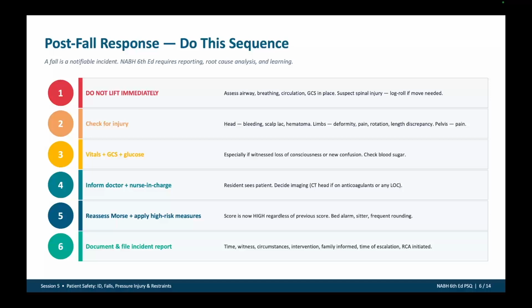Residents see the patient and decide on imaging, whether CT is needed or not, based on the patient's anticoagulation status and consciousness level. Reassess the Morse score and apply high risk measures. The score is now high regardless of the previous score. Bed alarm, sitter, and frequent rounding are essential. Regarding documentation, file an incident report: time, witness, circumstances, intervention, family informed, time of escalation, and RCA initiated.